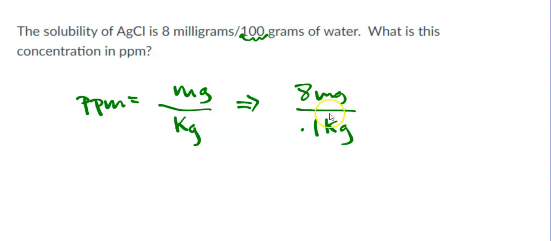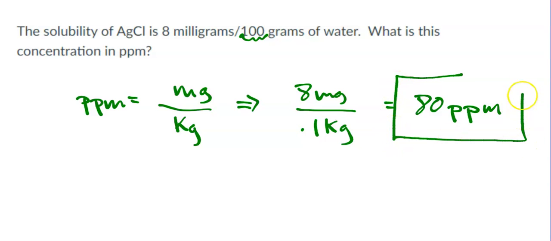All right, then I just divide. I do not multiply by 100. This is not a percentage. I just simply do this. So 8 divided by 0.1 is 80 parts per million. That would be the answer.